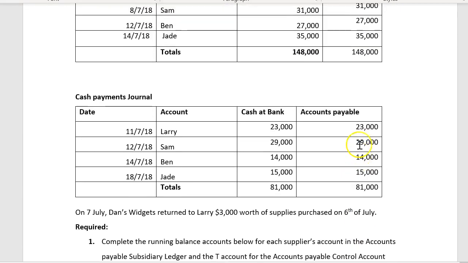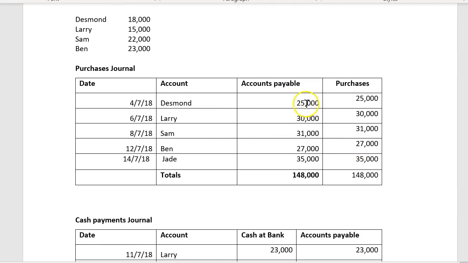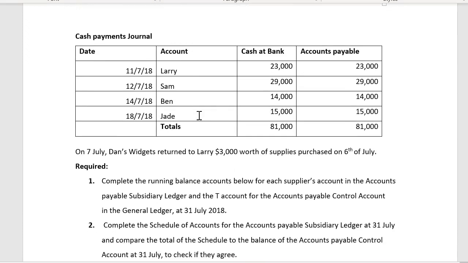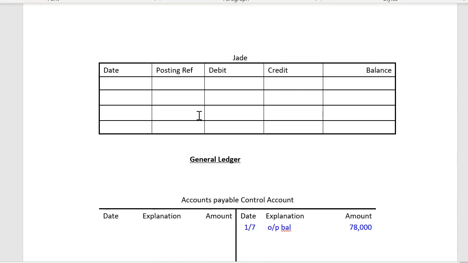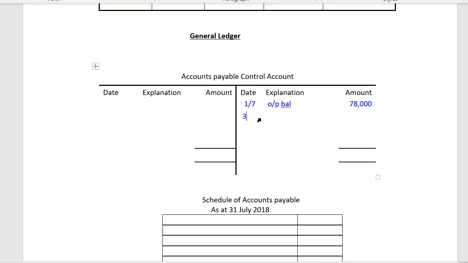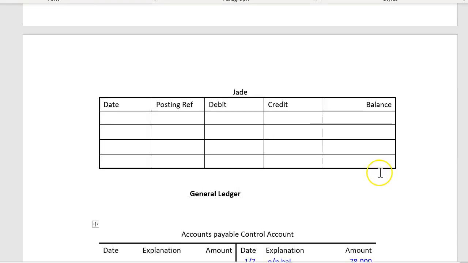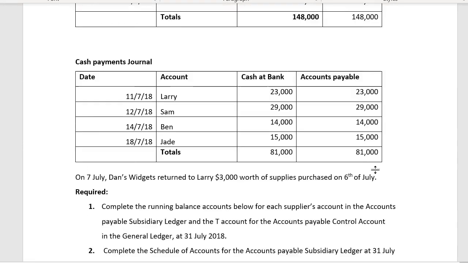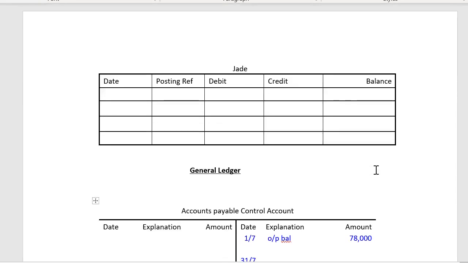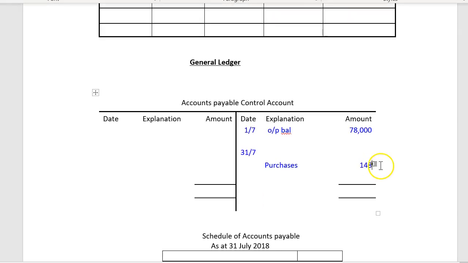Okay, and then we check for credit purchases, and the business made $148,000 worth of credit purchases. When credit purchases are made, you debit purchases and credit accounts payable. So where do you write it? You write it on the credit side. At the end of the month, you write purchases, which is 148,000.